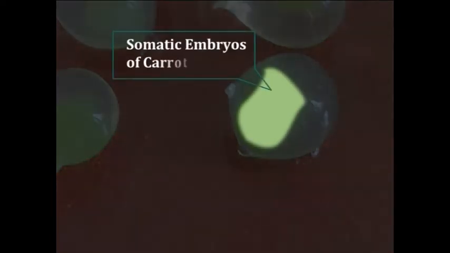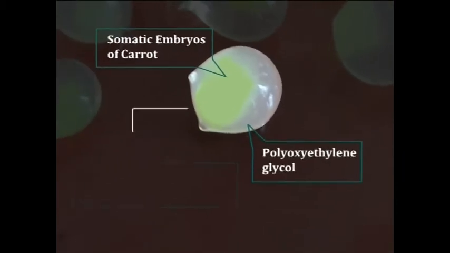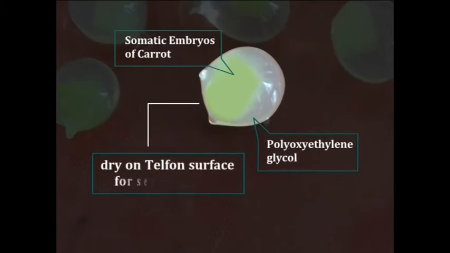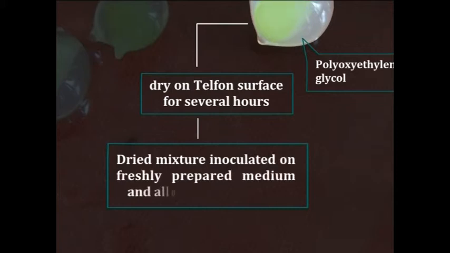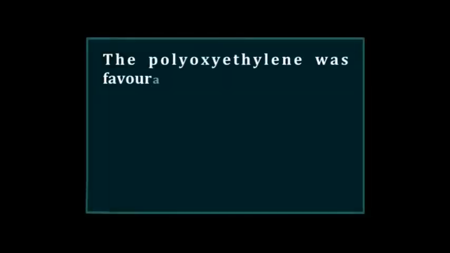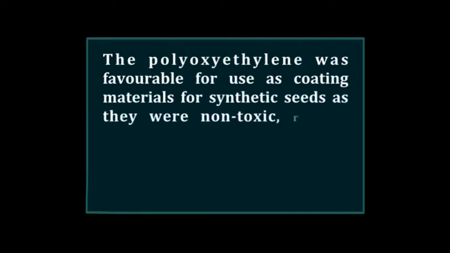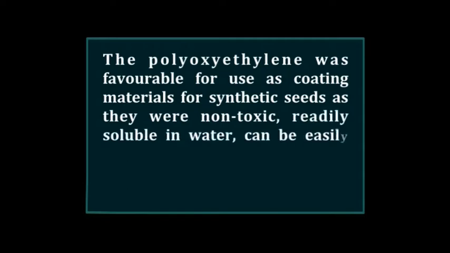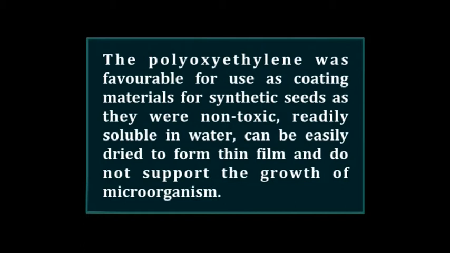The somatic embryos and callus of carrot were enclosed in polyoxyethylene glycol, which was allowed to dry for several hours on a Teflon surface under the laminar flow cabinet. The dried mixture was inoculated onto freshly prepared medium, which was then allowed to rehydrate. The polyoxyethylene was favorable for use as a coating material for synthetic seeds as it was non-toxic, readily soluble in water, can be easily dried to form a thin film, and does not support the growth of microorganisms.